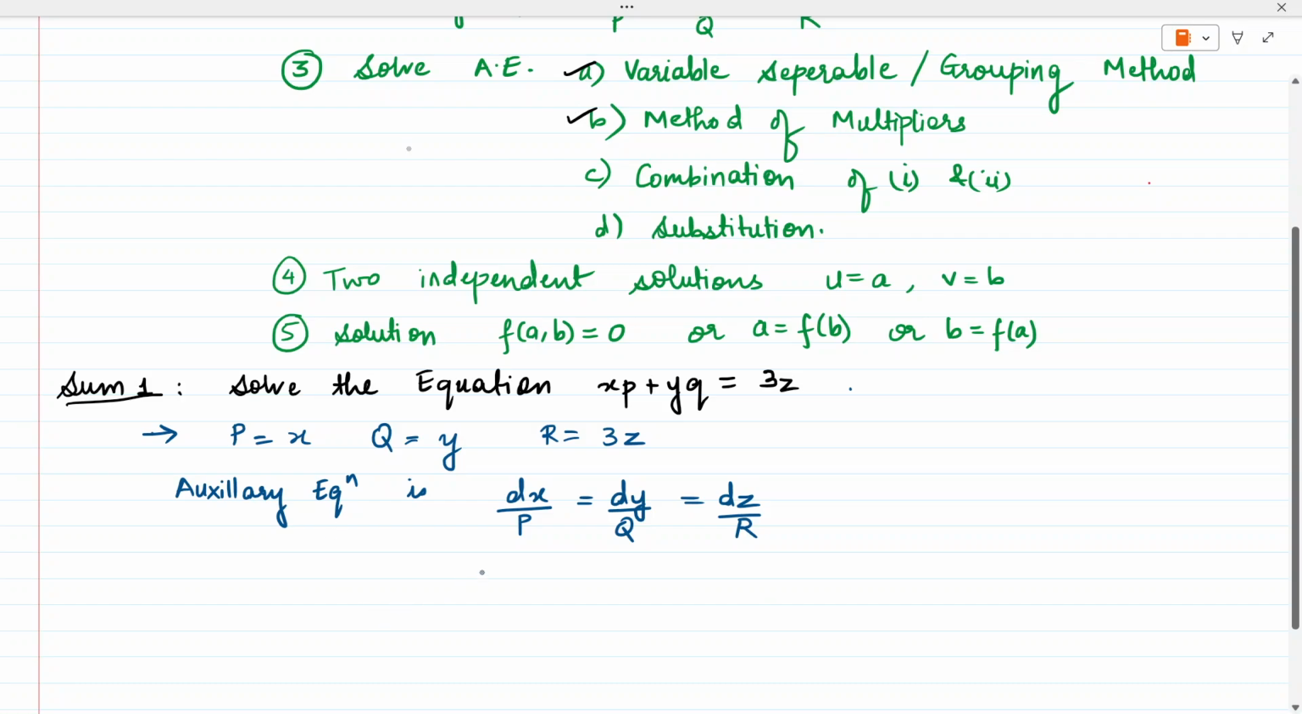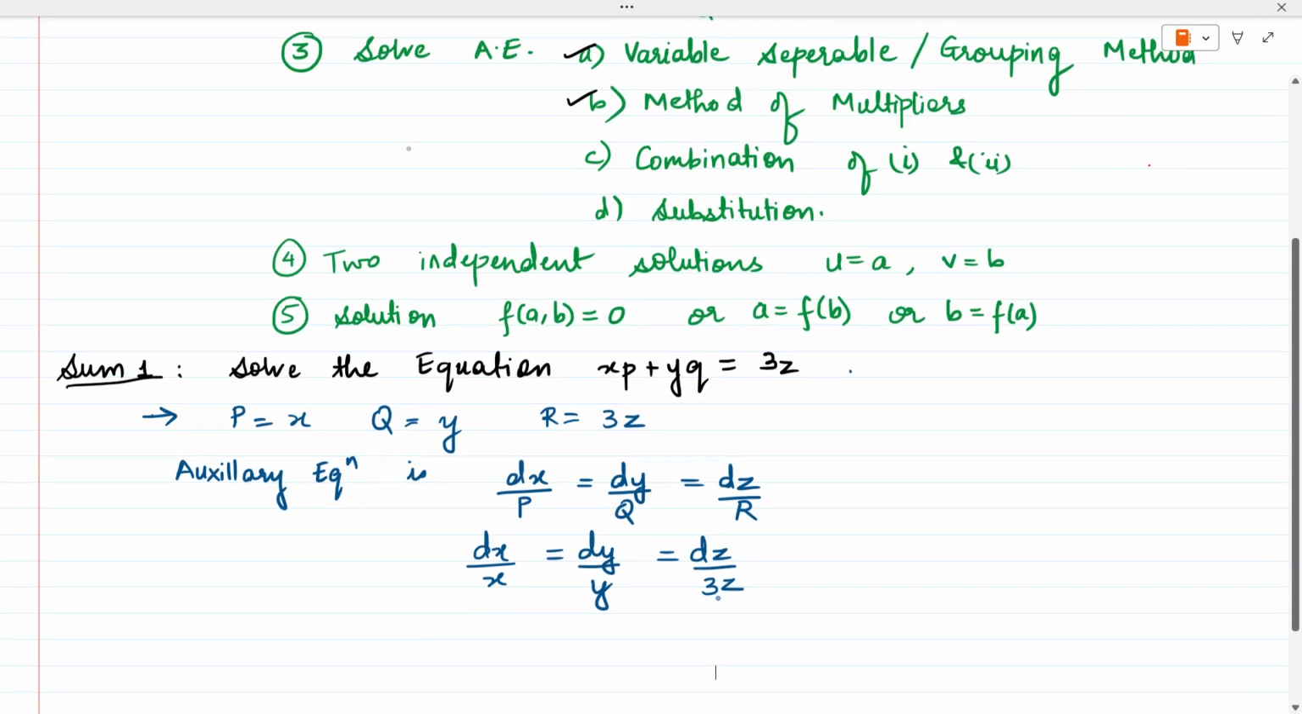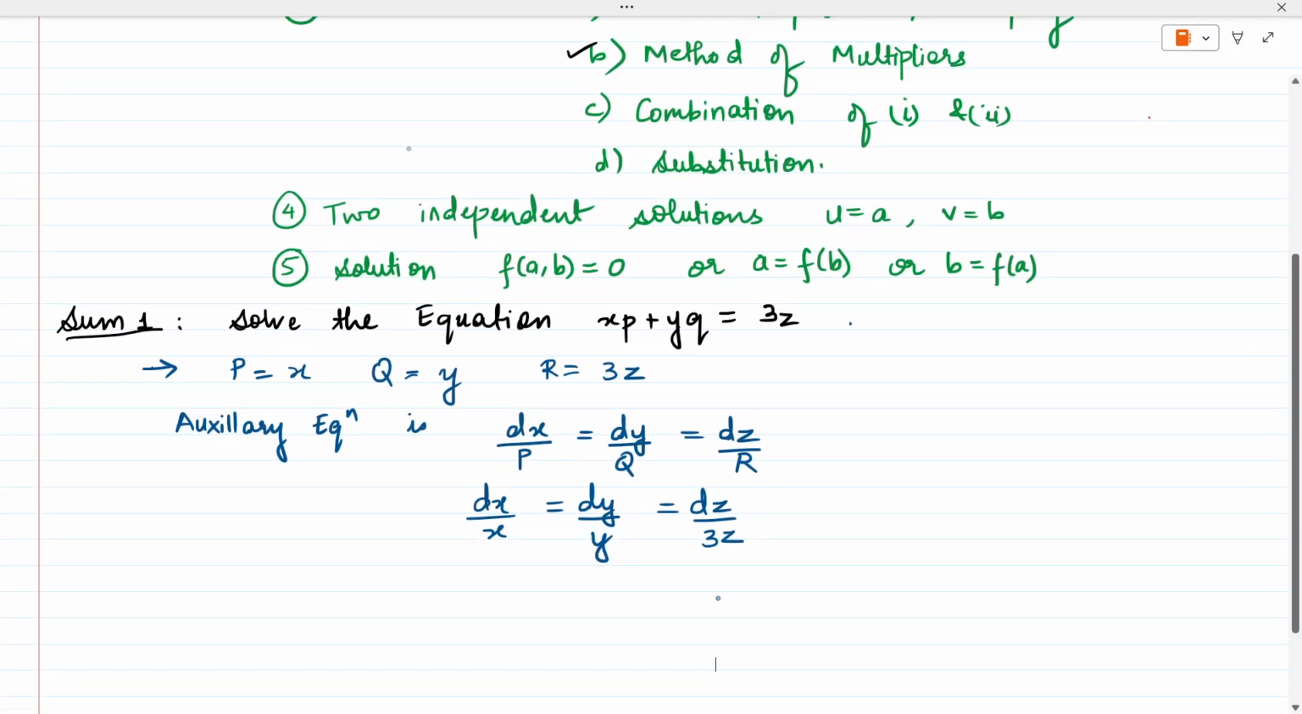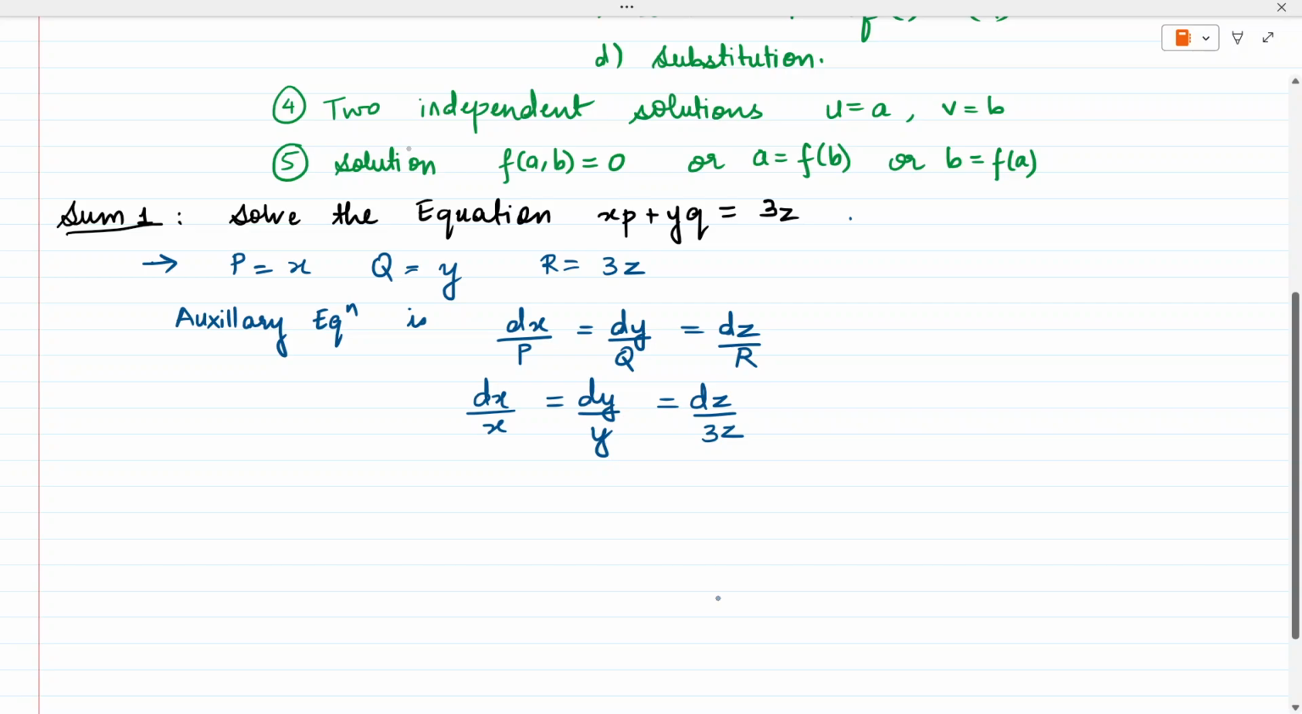Let's substitute the values: dx over x, dy over y, and dz over 3z. Now we have to find two independent solutions, correct? Using any of the methods. So let's compare any two combinations. You can take the first ratio with the second, first with the third, second with the third. So you basically have the option of choosing any of three combinations. You will choose any two out of them.